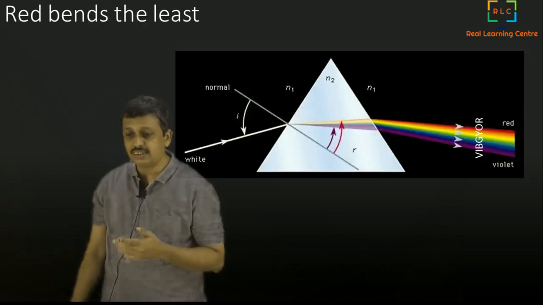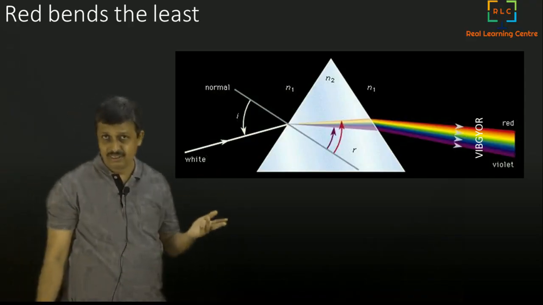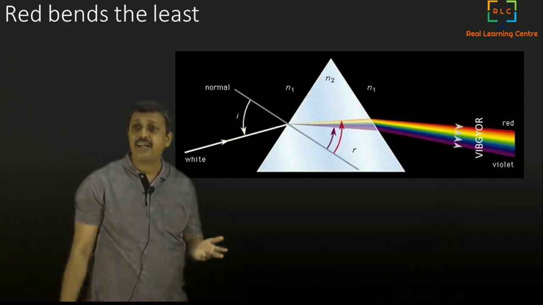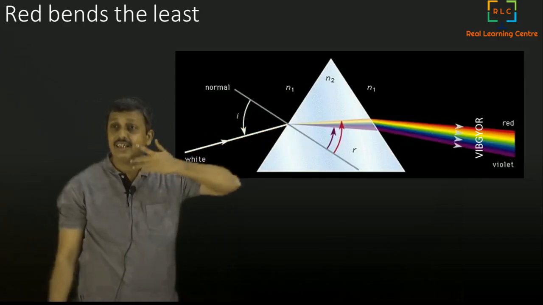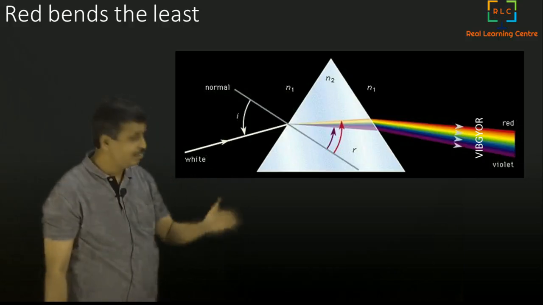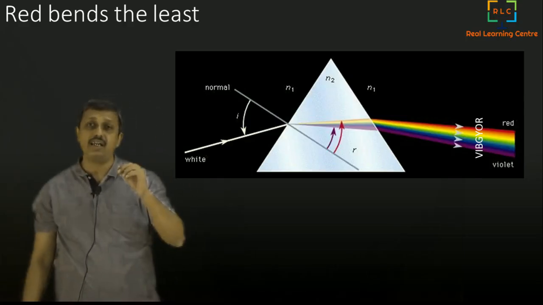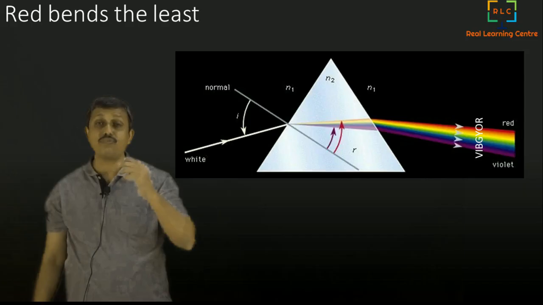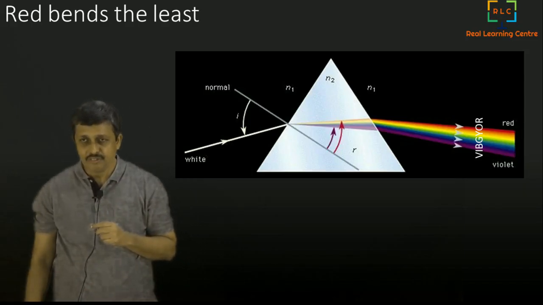So what are those colors? The colors are what we call VIBGYOR. They go from violet to red, and red bends the least. You can see red bends the least because it is the fastest, and the violet bends the maximum. This is basically how what we call a rainbow of colors happens.